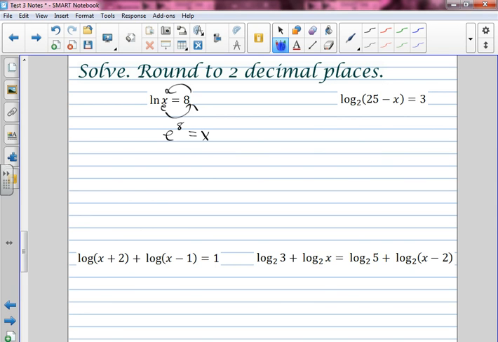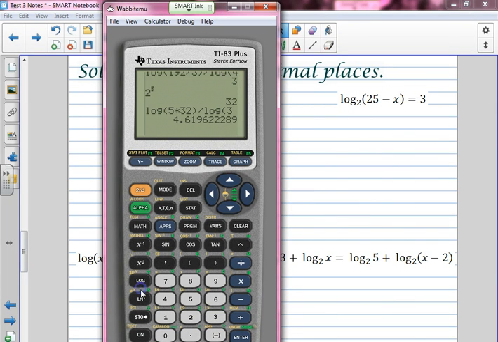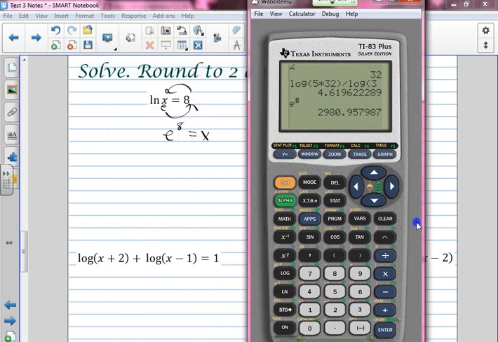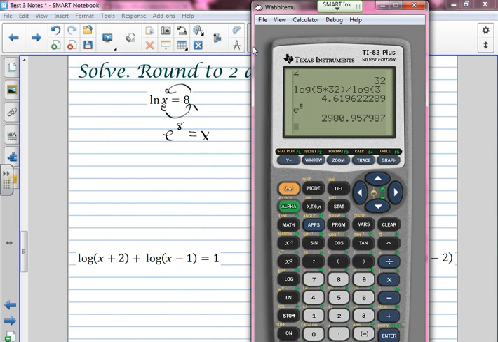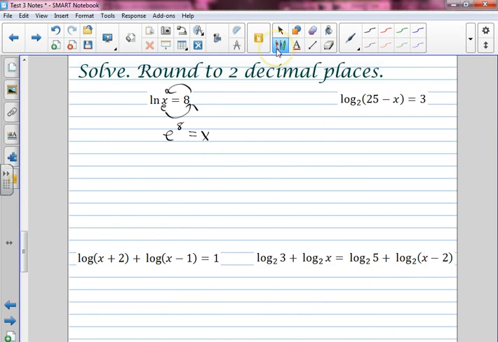Okay, so now x is all by itself, so now I can type it in my calculator. Second natural log, 8th power, enter, and that gives me 2,980.96, because I said round to 2 decimal places.